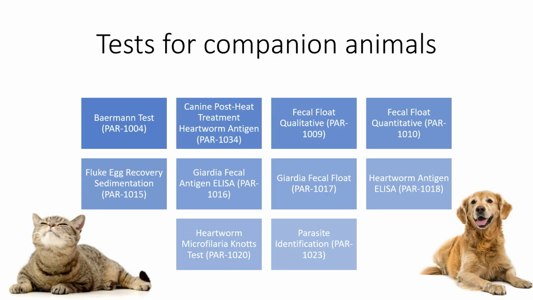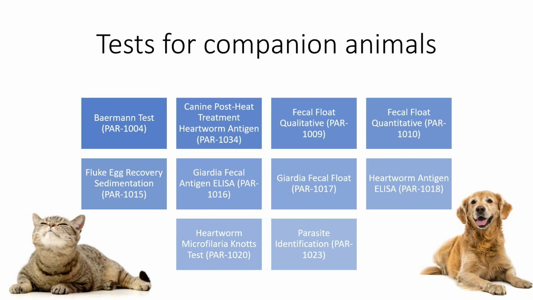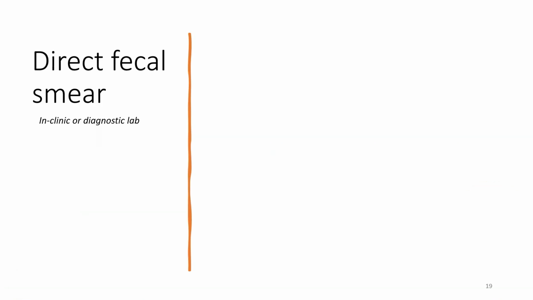So those are our two major tests that we do for horses. And with that, we come to the end of our large animals, and we'll move on to our small animal or companion animal tests. Again, we offer a whole variety of tests for companion animals, for dogs and cats specifically. And here's how you would select between these tests.